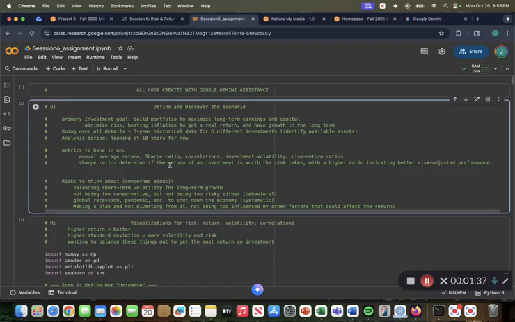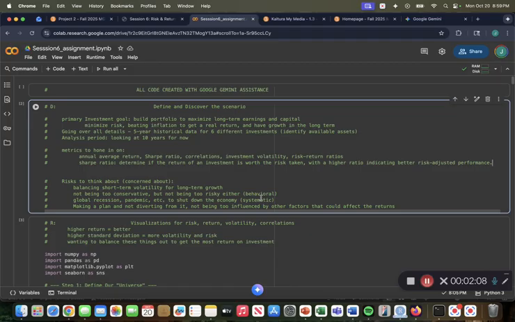Some of the metrics to look at: the annual return, the average return, the Sharpe ratio, which is the return on investment. If the return on the investment is worth the risk taken, a high ratio for that is better. Then the volatility, the volatility being similar to risk. The correlations between all the stocks, we'll see that in a correlation matrix in a second, and then just the risk return ratios.